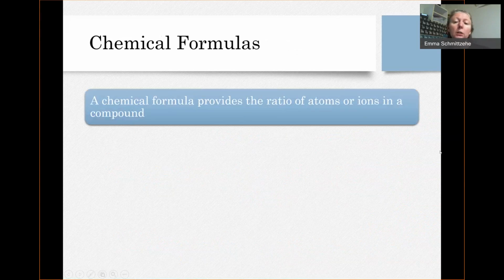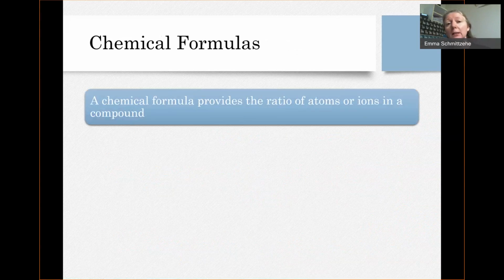Okay, so let's look at more. I'm going to talk a little bit about chemical formulas. Because you can also build conversion factors out of chemical formulas, because really a chemical formula tells you the ratio of atoms or ions in a compound. Okay?